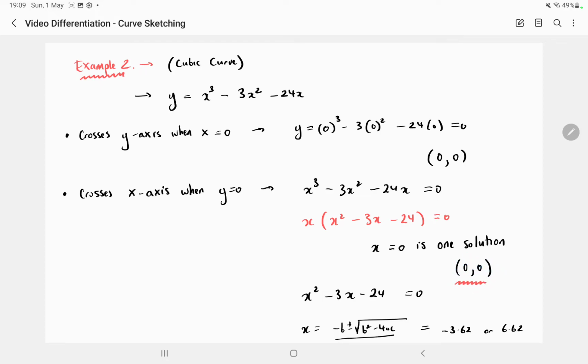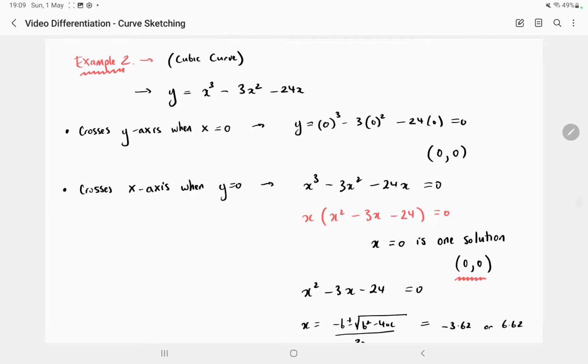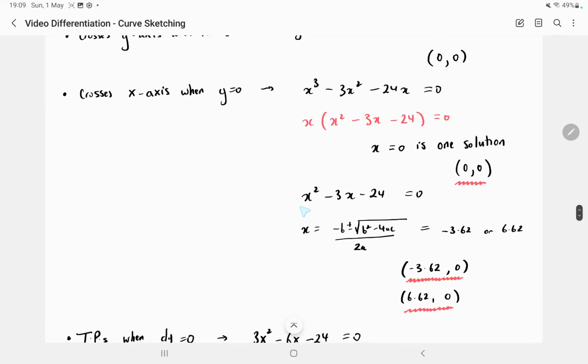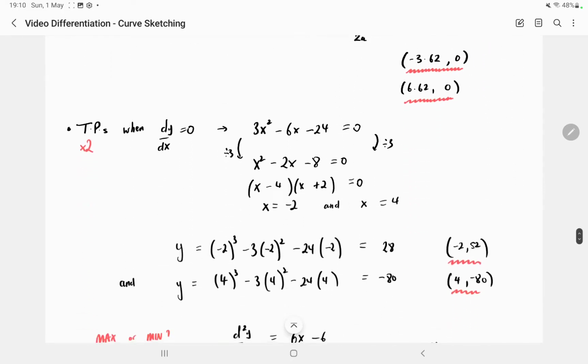Now we have this quadratic as well, so we need to solve that quadratic to get the remaining 2 coordinates where it cuts the x-axis. This quadratic can't be factorized. We'll use the formula and we'll get these coordinates. The coordinates where it cuts the x-axis are minus 3.62 and 6.62. So we have altogether in this cubic curve 3 coordinates where it cuts the x-axis because of the shape of the curve. We also need to find not 1 but 2 turning points.